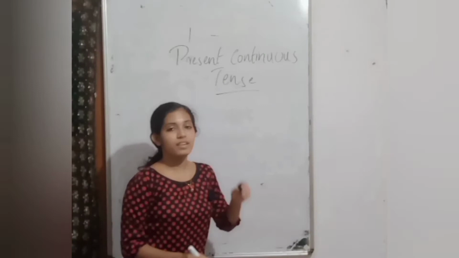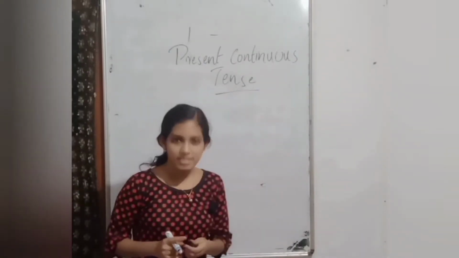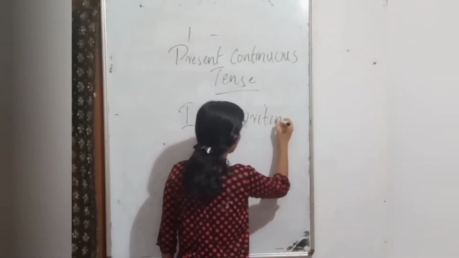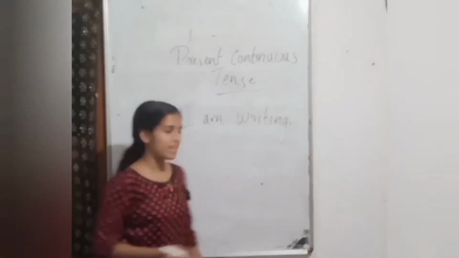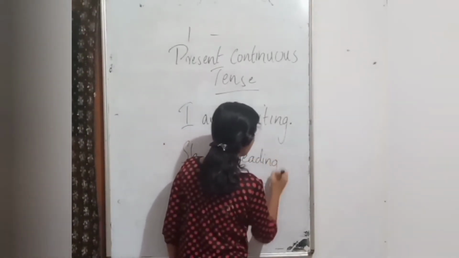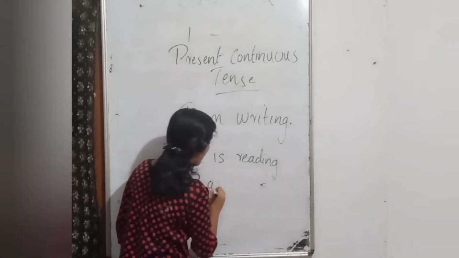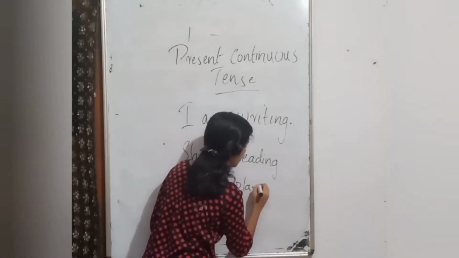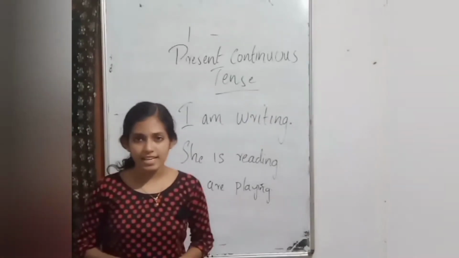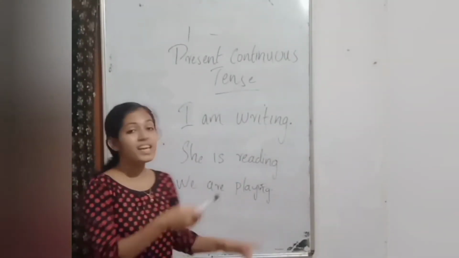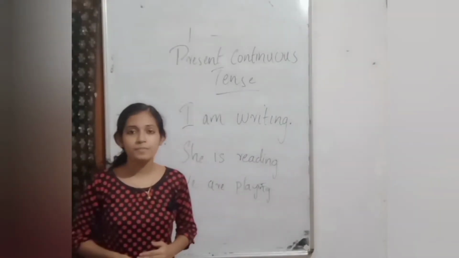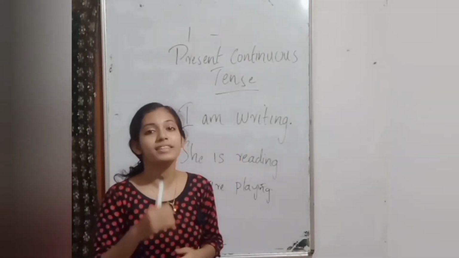In this class we are going to learn about present continuous tense. I am writing. She is reading. We are playing. Look at these three sentences. I am writing, she is reading, and we are playing. In these three sentences, it talks about the action which is going on at the time of speaking.